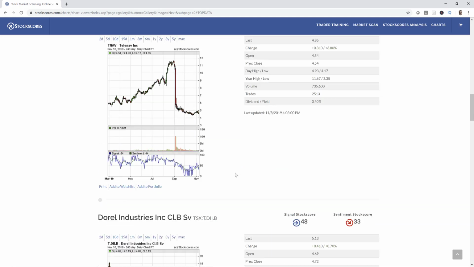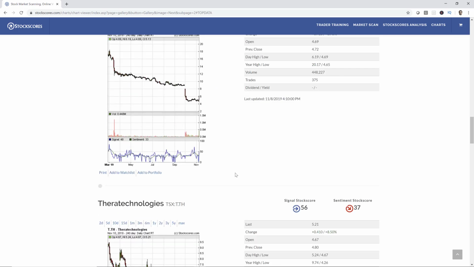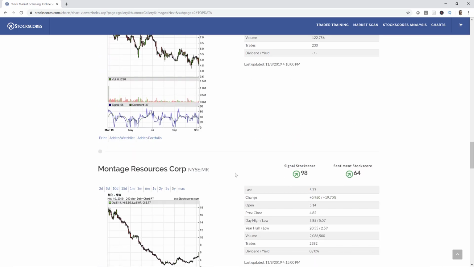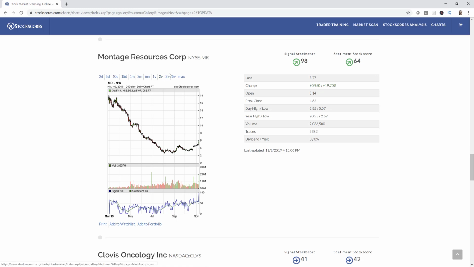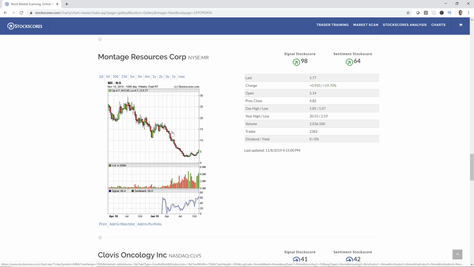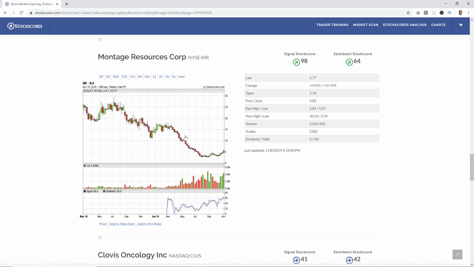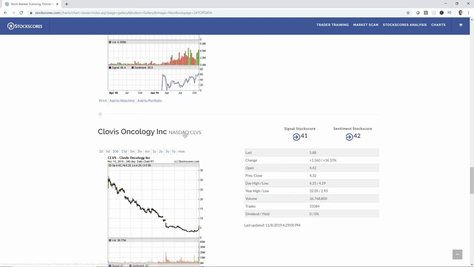We'll do a couple more. There's one in particular that I thought looked really good, and we're going to get to it in just a moment. Montage, that daily chart looks pretty good. Let's take a look at the 3-year. And there I see that this downward trend line has not yet been broken, so I don't think it's quite good enough.